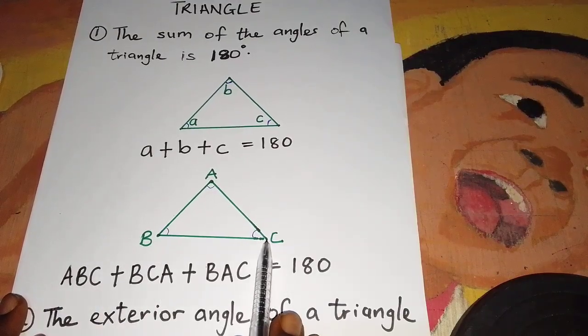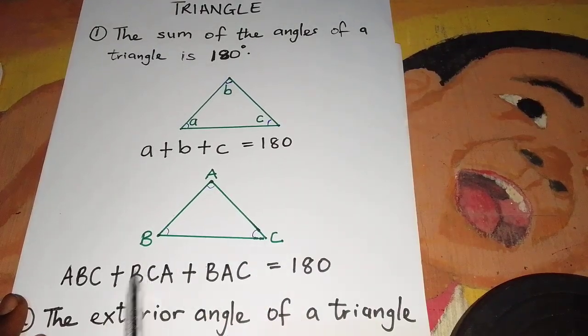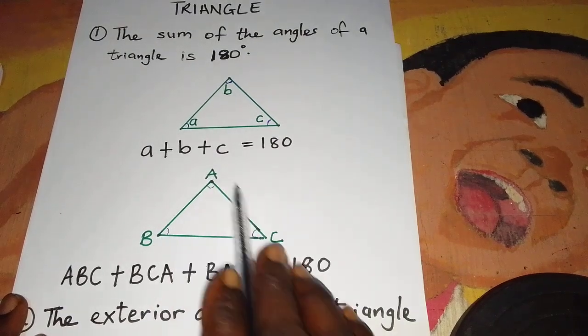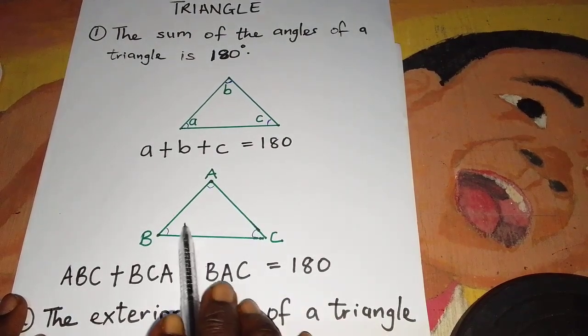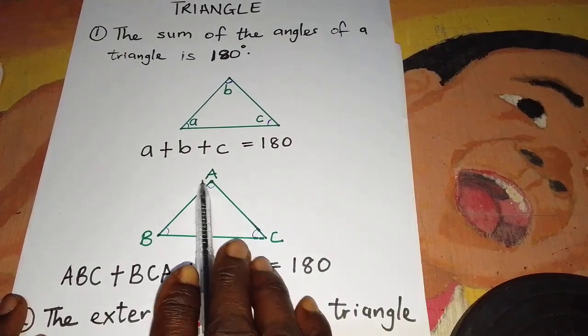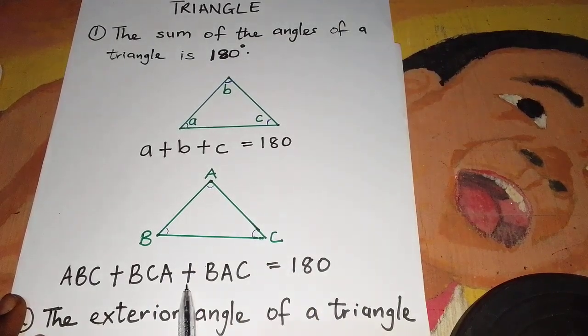Then for this angle, you can describe it as BCA. So that means you are talking about the angle inside. Then for this angle A, you can describe this as BAC. So you can use either of these two methods of description to describe each of the angles of the triangle.